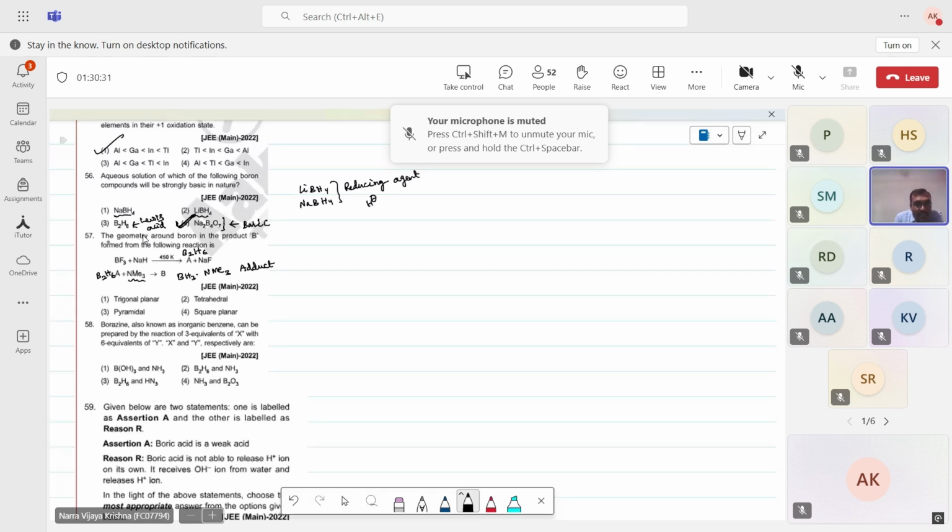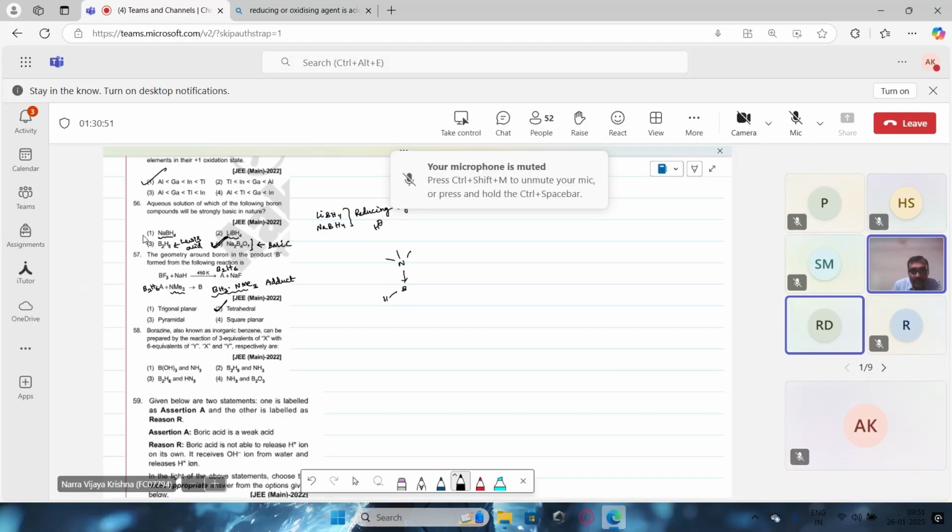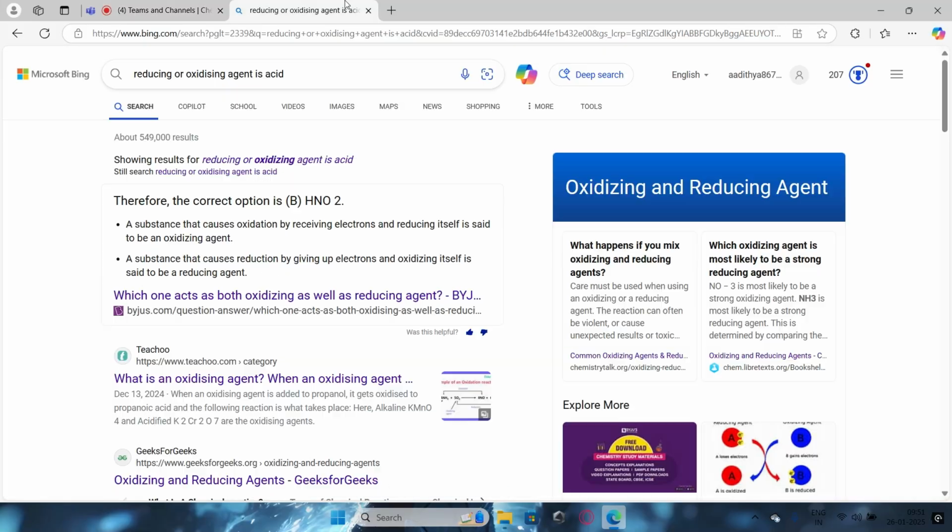Now, what are they asking? The geometry around boron in product B. What is the geometry around boron in product B? Tetrahedral. Correct, sir? It is sp3 hybridized and the geometry becomes tetrahedral.